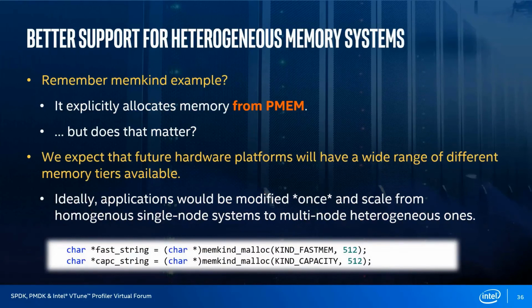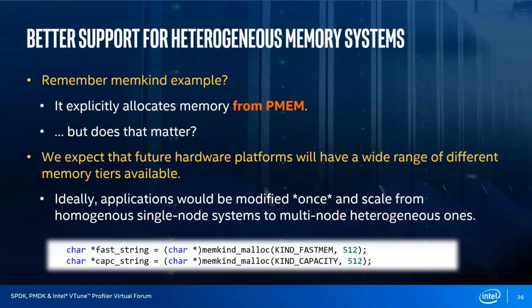And finally, let's talk about heterogeneous memory systems. A little bit ago, I showed you an example from Mankind. And that example, if you paid attention, actually allocated memory directly from pmem. It clearly had a hard-coded pmem variable. But does that really matter? Does it matter to the application that it's allocating from persistent memory, even though it's not going to take advantage of its persistence? Well, I don't think it does.